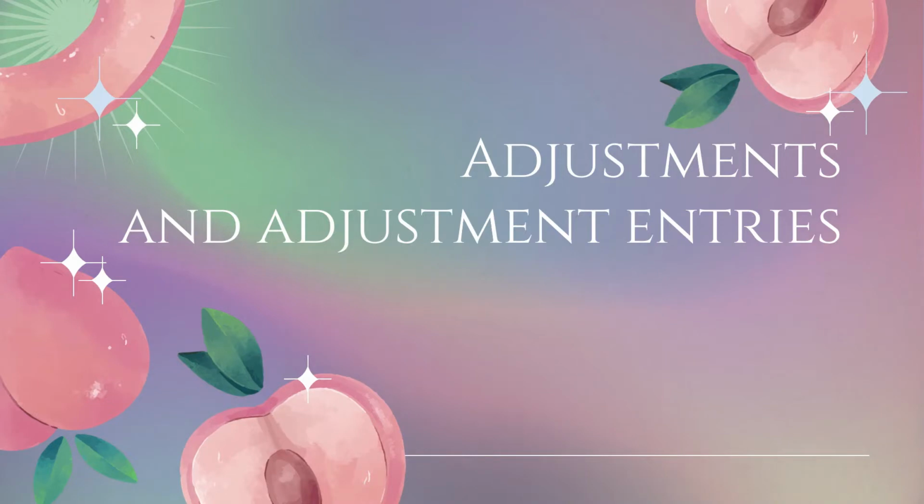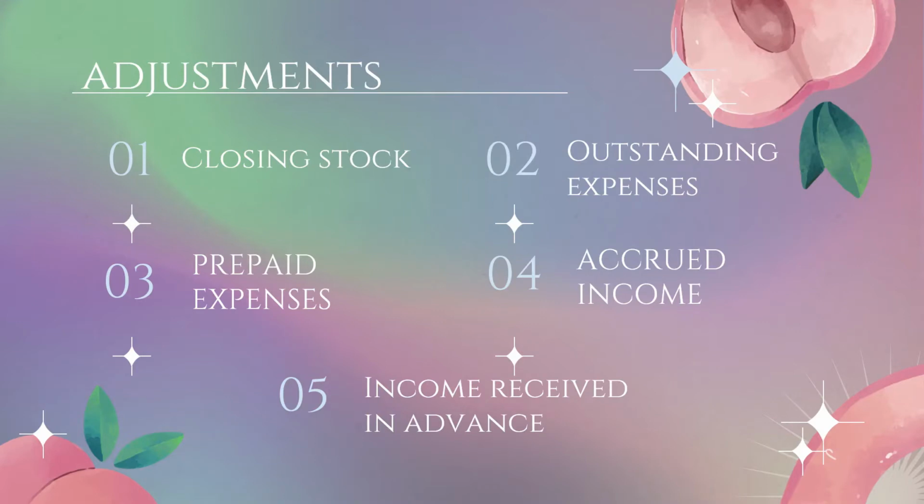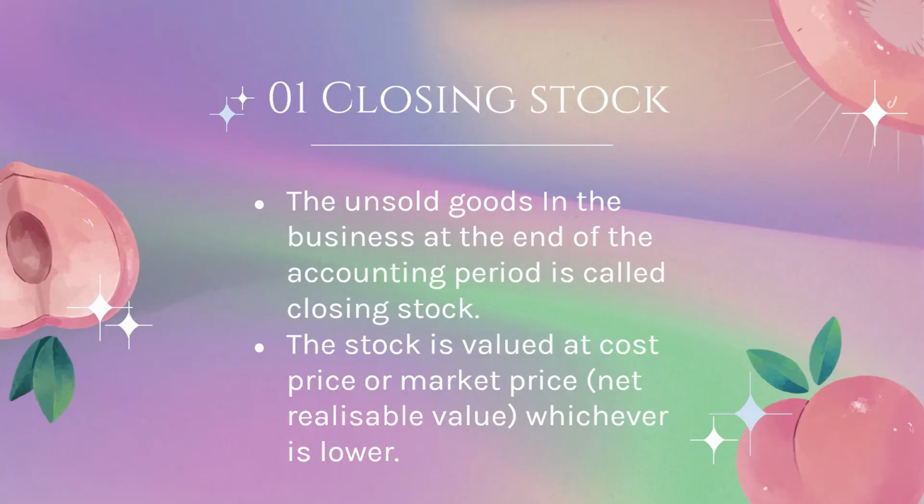Okay, next one more. We'll see the adjustments and adjustment entries. Now, according to the reduced syllabus, you have only 5 adjustments. First one is closing stock, and outstanding expenses, prepaid expenses, accrued income, income received in advance. I will tell you one by one.